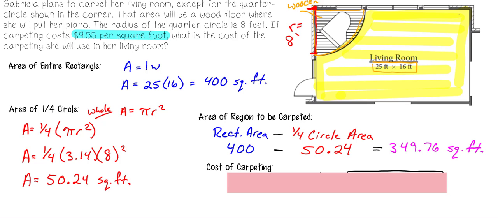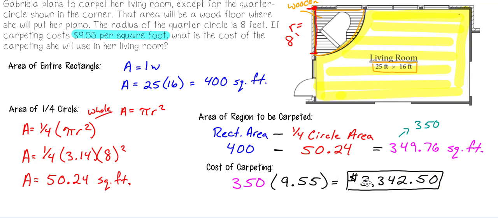Okay, so generally we would round this up to 350 square feet. They're not going to cut you a partial amount of carpet. It's going to be in nice round numbers. So the cost of the carpeting is going to be that 350 square feet times $9.55. So Gabriella is going to have to pay $3,342.50 to carpet her living room.